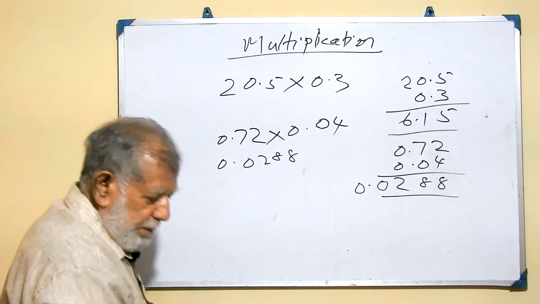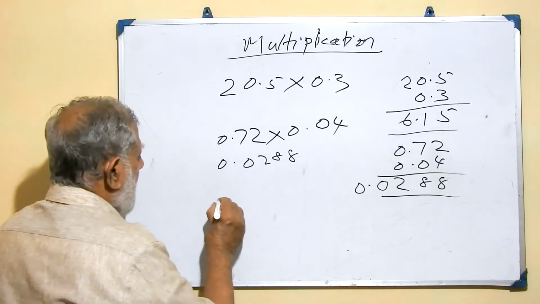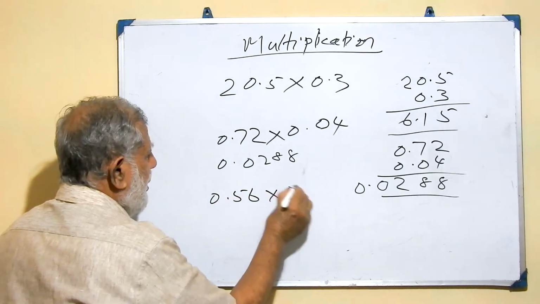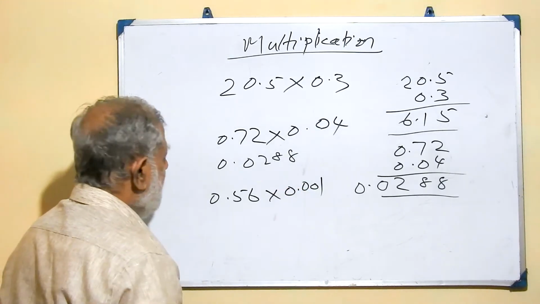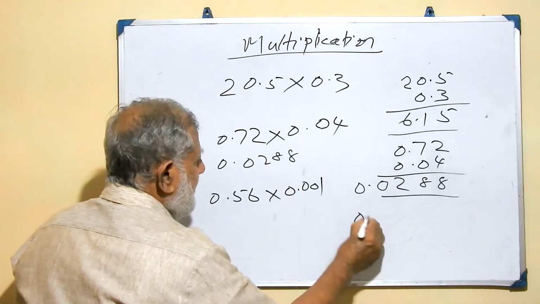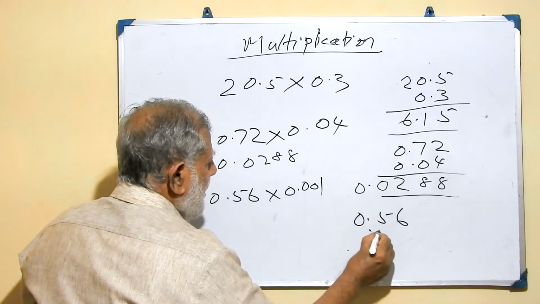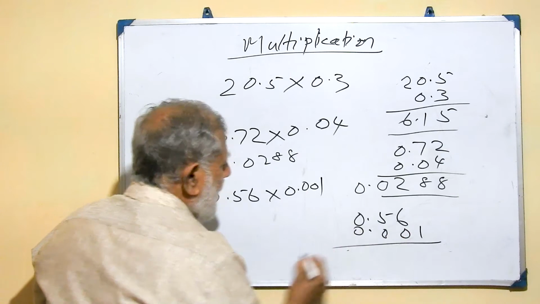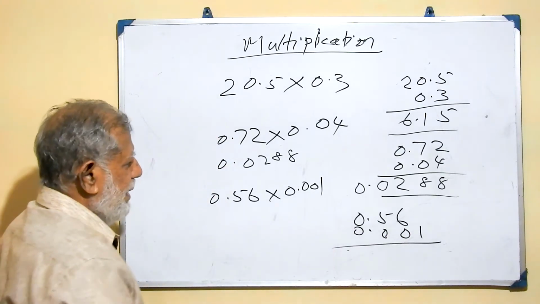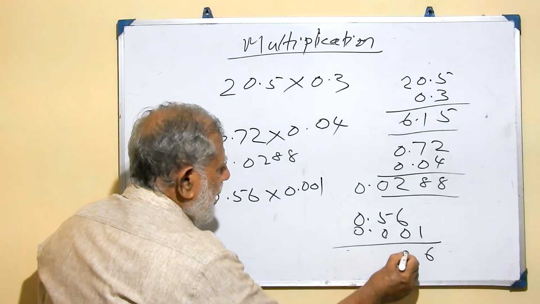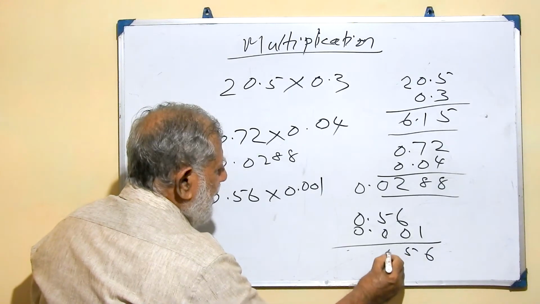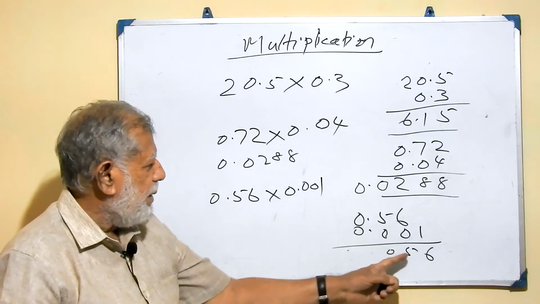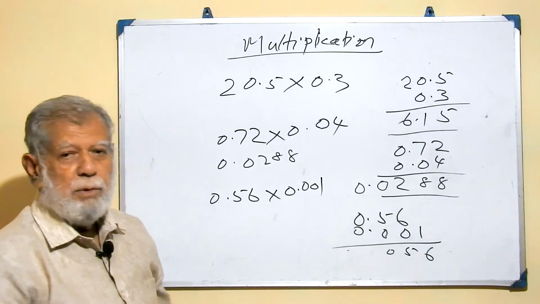We will take one more example. Look, 0.56 into 0.001. Now the only number to multiply is by 1. So 1 six is 6, 1 five is 5, and 0 if you want. So the only answer you get is this. Now we have to put the decimal.